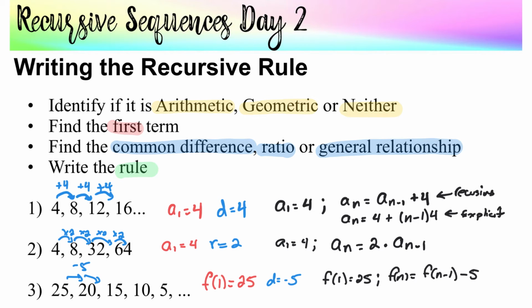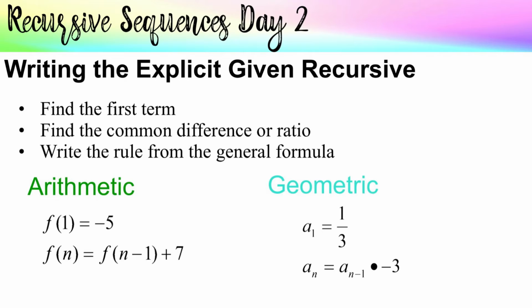So that's a summary of writing recursive rules from a list of numbers. Now we're going to take it a step further. Now we're going to be writing the explicit formula given the recursive formula. In order to do this, we need to find the first term of the sequence, which is pretty straightforward because it's given to us, find the common difference or ratio, and then write the rule from the general formula.